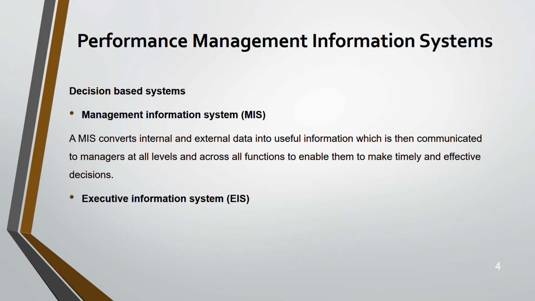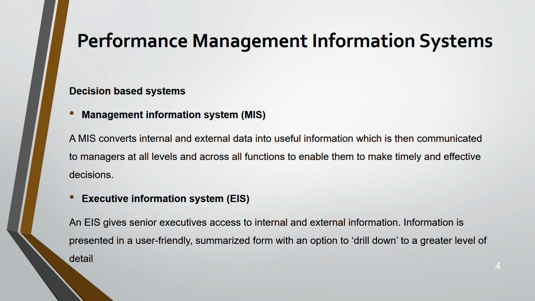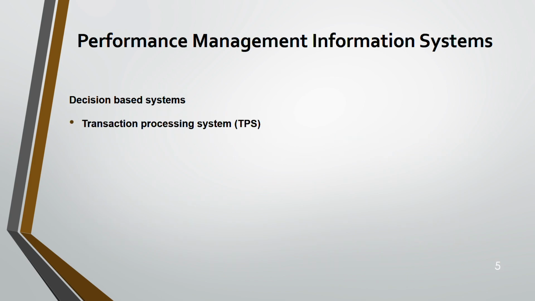Next one is EIS, Executive Information System. This is the one which is used at the strategic planning, the top level, not by every level. This gives the senior executives only access to internal and external information. And often you see information is summarized, it is user friendly, and it has a drill down option if you want to see the detail. There might be some arrow which shows that if you click there, you can see more detail. But usually it is in summarized form.